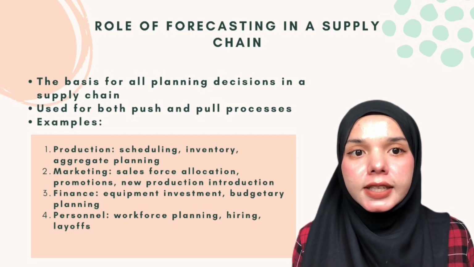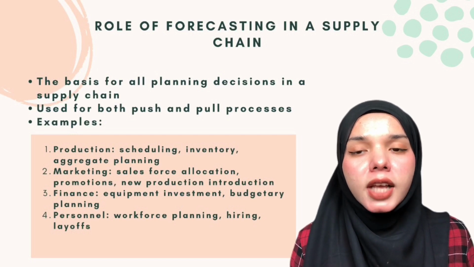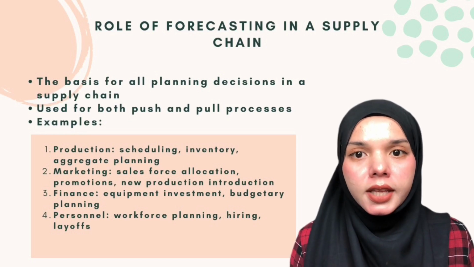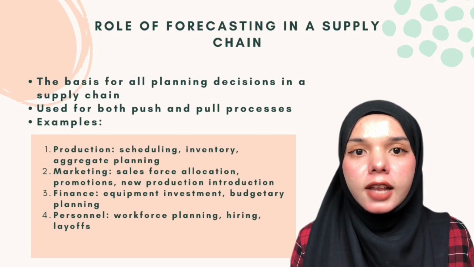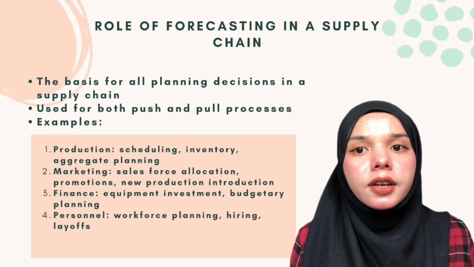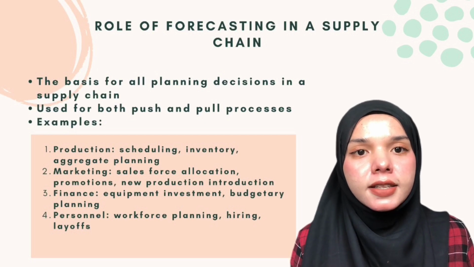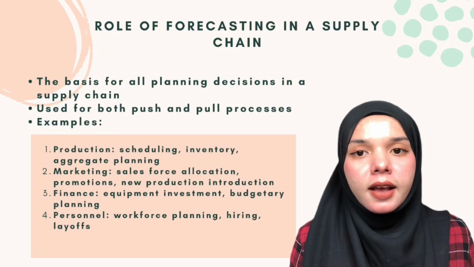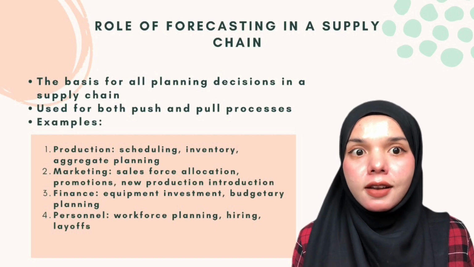Examples of the roles of forecasting in a supply chain: we have production, such as scheduling, inventory, and aggregate planning. Second, marketing, such as sales force allocation, promotion, and new product introduction. Third, finance, such as equipment investment and budgetary planning. Fourth, personnel, such as workforce planning, hiring, and layoff.